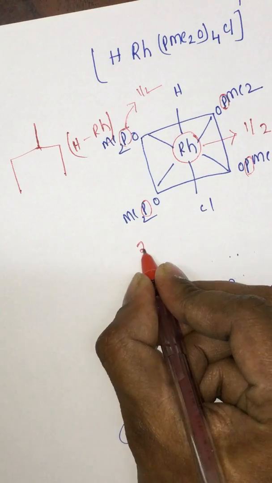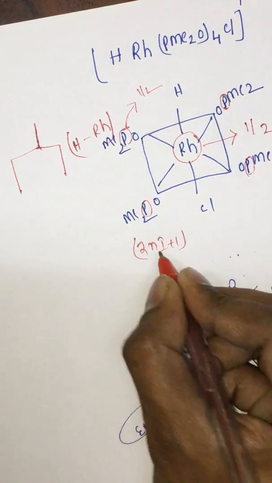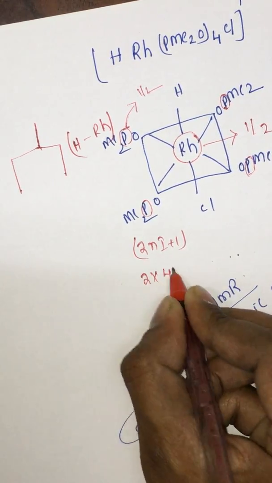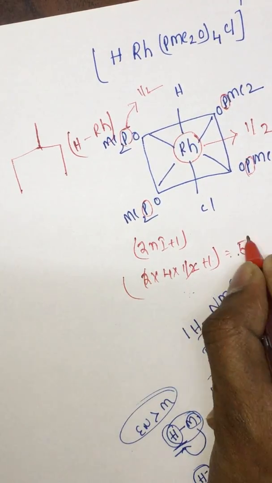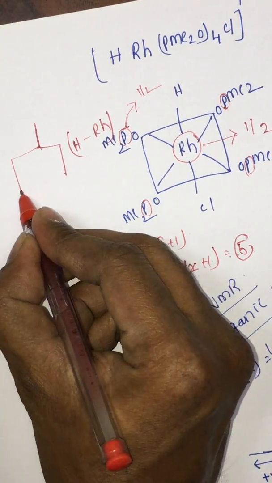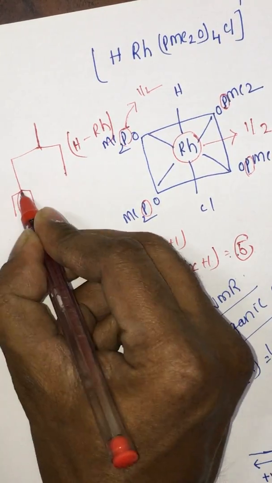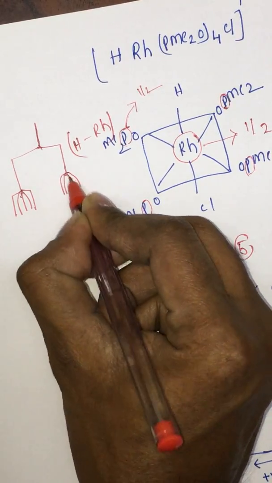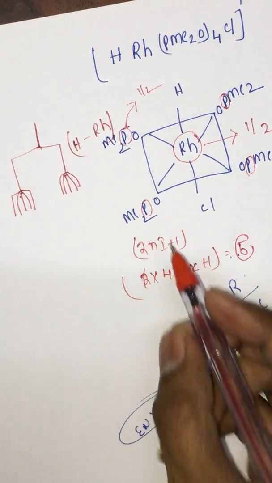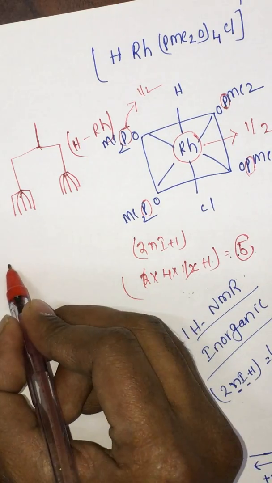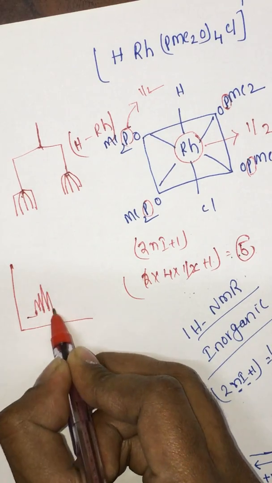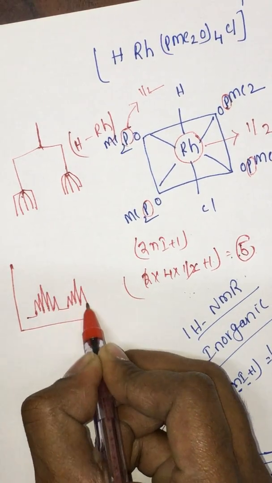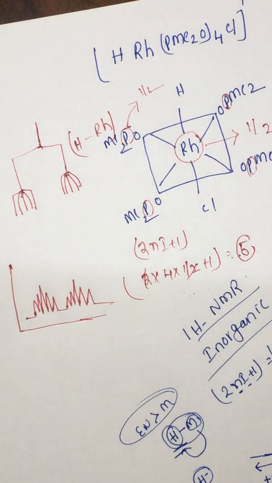So we use the 2nI plus 1 principle. How many phosphorus? 4. 2 into 4 into 1/2 plus 1. The 2 gets cancelled, so we get 5 peaks. Each doublet again splits into 5 lines. So the final spectrum looks like this: two 5-line signals. It's very simple, no need to get confused.